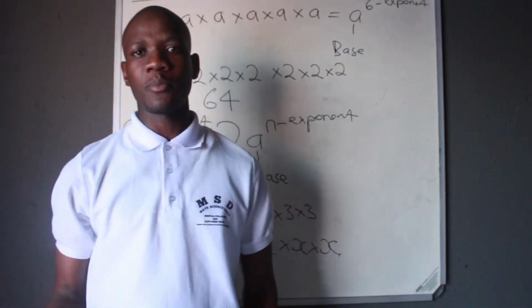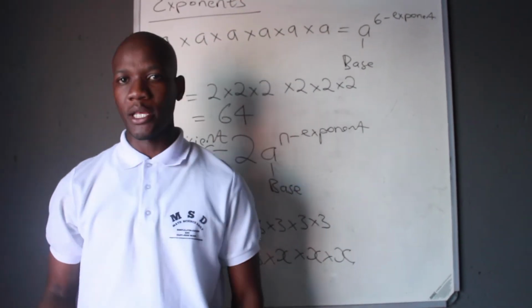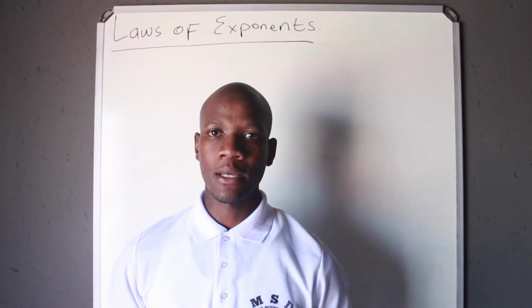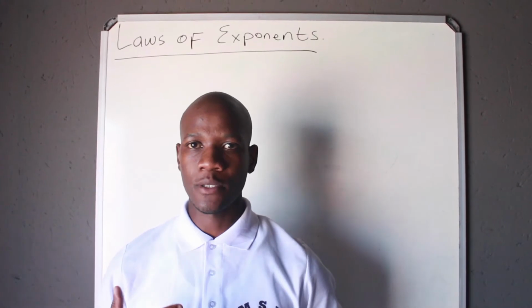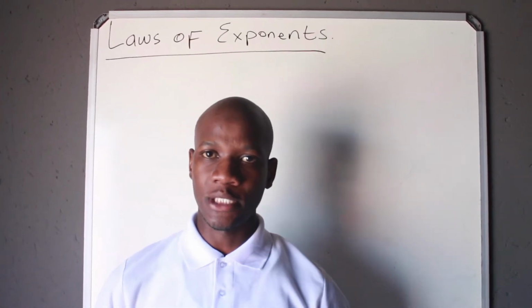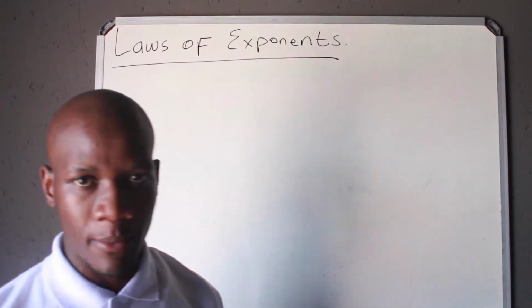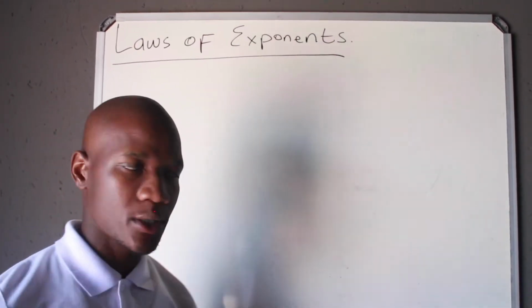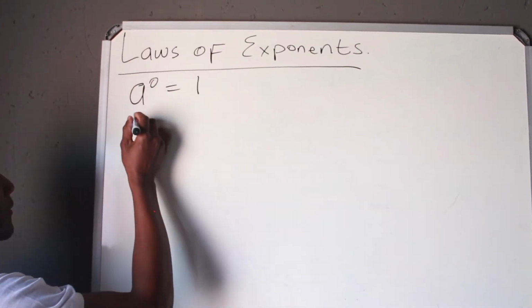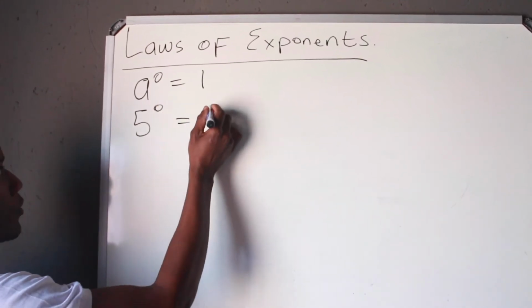So guys, I'll be explaining the laws of exponents. Laws of exponents are rules that allow us to simplify exponential expressions and also to solve exponential equations. So remember, any number to the power of 0 is 1. a to the power of 0 is 1. 5 to the power of 0 is 1.